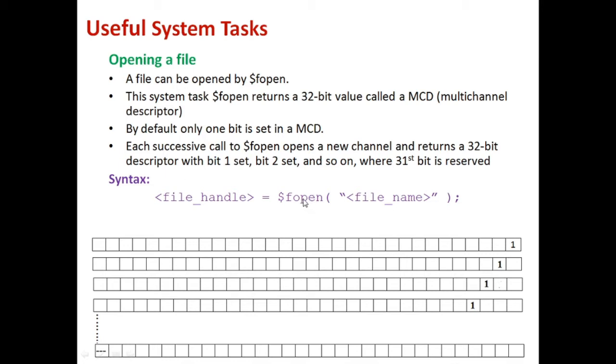So $fopen I have used here means it is definitely going to return some 32-bit quantity. So this 32-bit quantity should be handled by some file handler. This file handler we call a multi-channel descriptor. By default, only bit 0 of your multi-channel descriptor is always set, which is nothing but a standardized output for your multi-channel descriptor, and sometimes we call this bit 0 as channel 0.